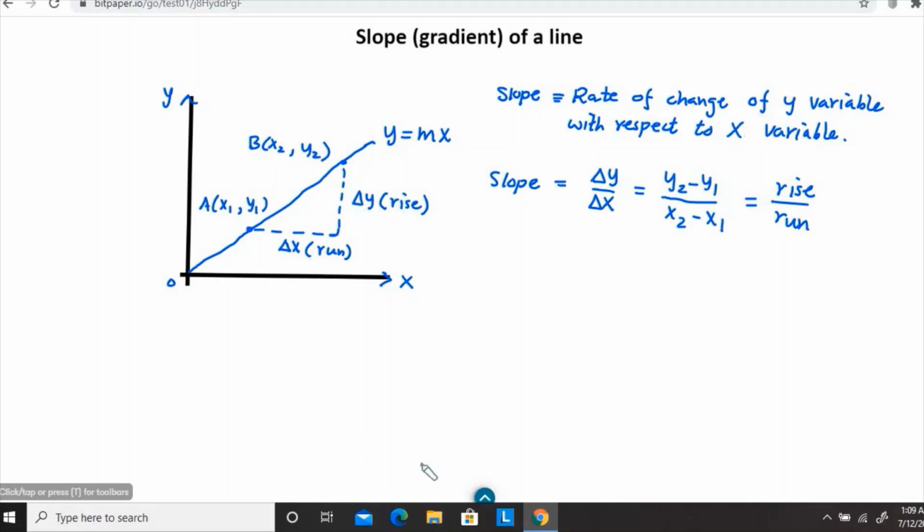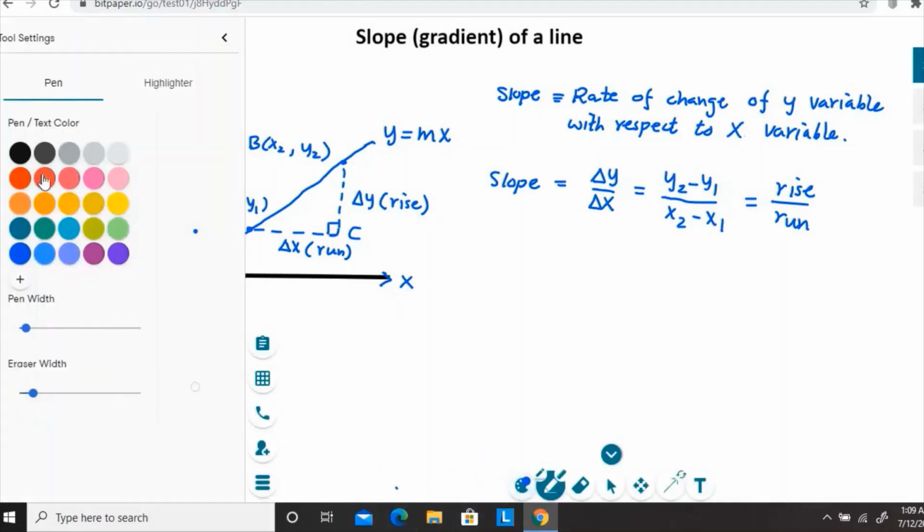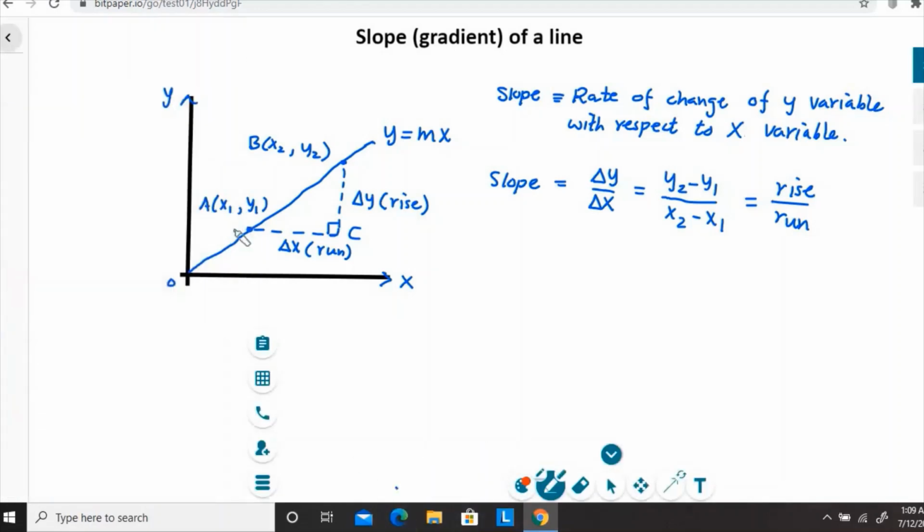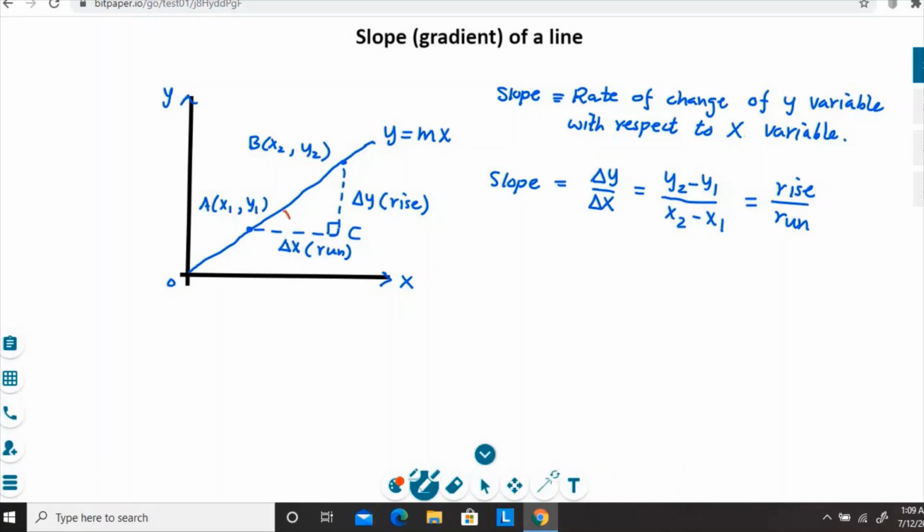Another one I need to point out, if you can identify this triangle, let me call this point C. So then triangle ABC is a right angle triangle. And let me define this angle in a different color. So let me call this angle theta.